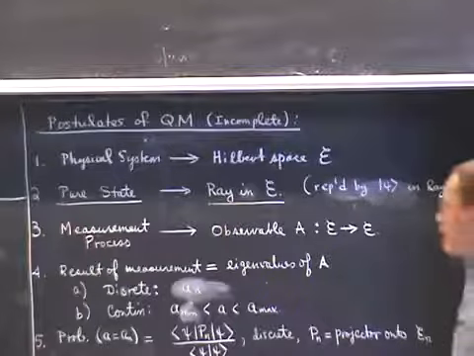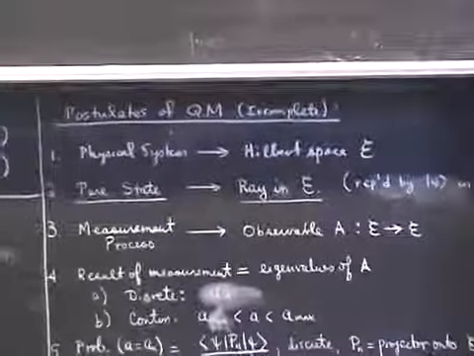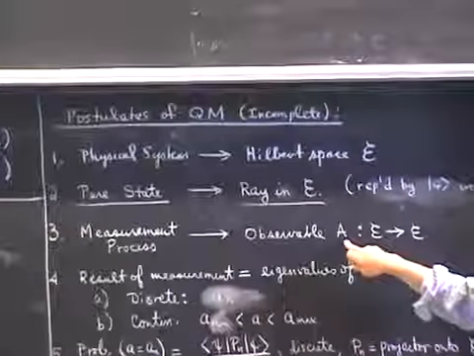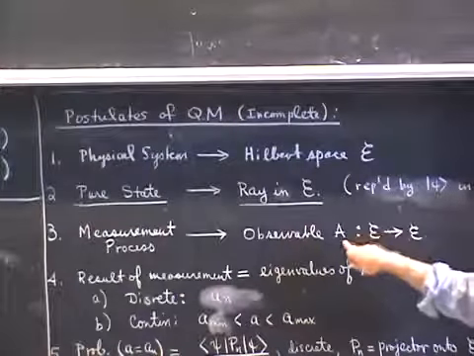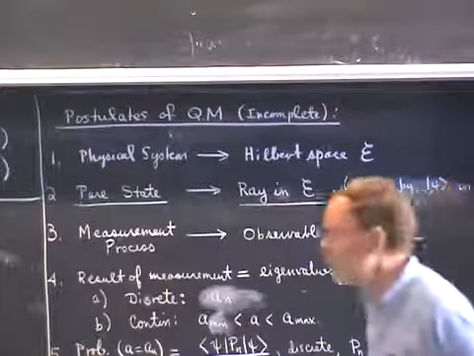Frequently we make psi normalized, but in most of this I'm going to assume that psi is not necessarily normalized. The third postulate says that any measurement process you can carry out in the physical system corresponds to an observable, which is an operator that acts on the ket space. The observable means that it is, of course, a complete commuting operator.